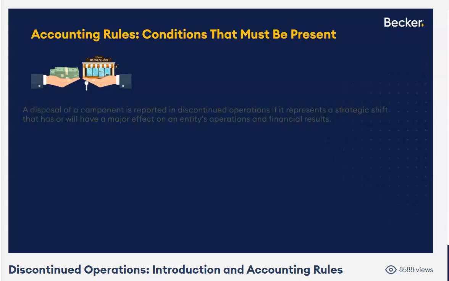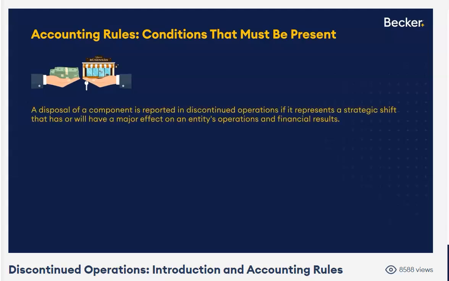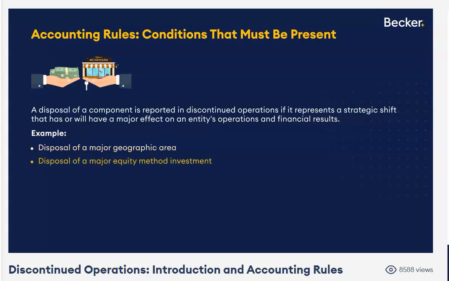So first of all, look for a fact pattern on the exam where we have a strategic shift in the business, a major effect on the entity's operations because they've decided, you know what? We're no longer going to sell goods or services in this geographic area. We're getting out of Europe, or we're getting out of North America, whatever it may be. Or they have a disposal of a major equity investment.